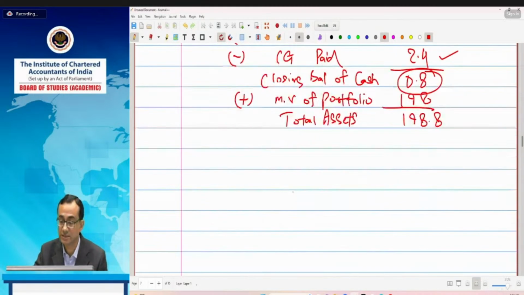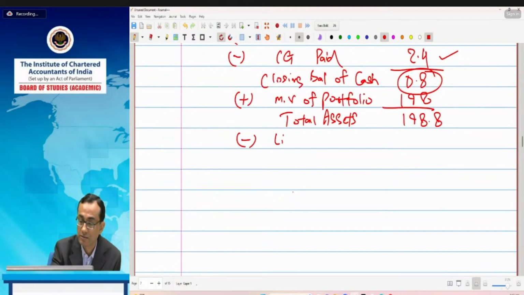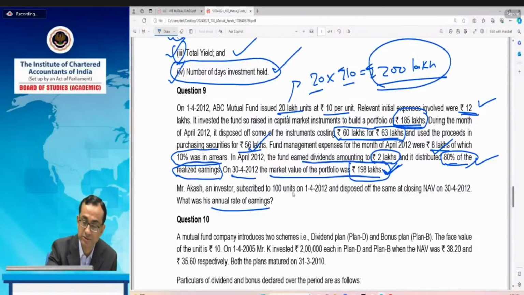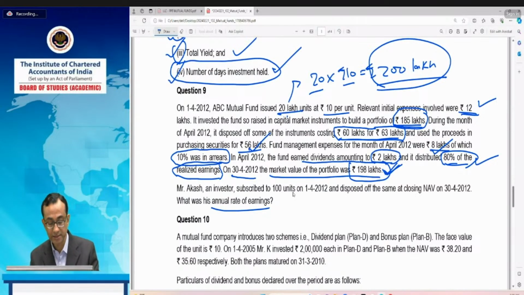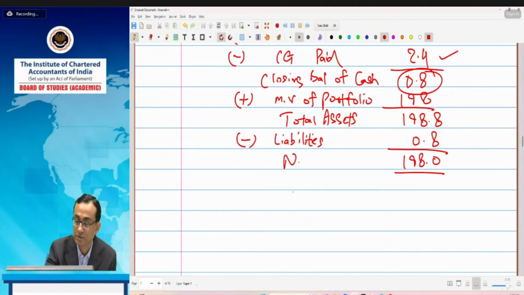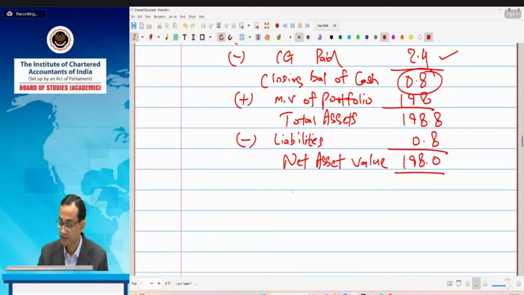Now from this total assets, certain liabilities have to be deducted. What are those? There is one liability mentioned in the question: fund management expenses were 8 lakh, out of which 10% are in arrears. So 10% of 8 lakh is 80,000, it will be 0.8. So we deduct from total assets 198.8 the liabilities 0.8, and it will come to 198. So it is actually the net asset value.